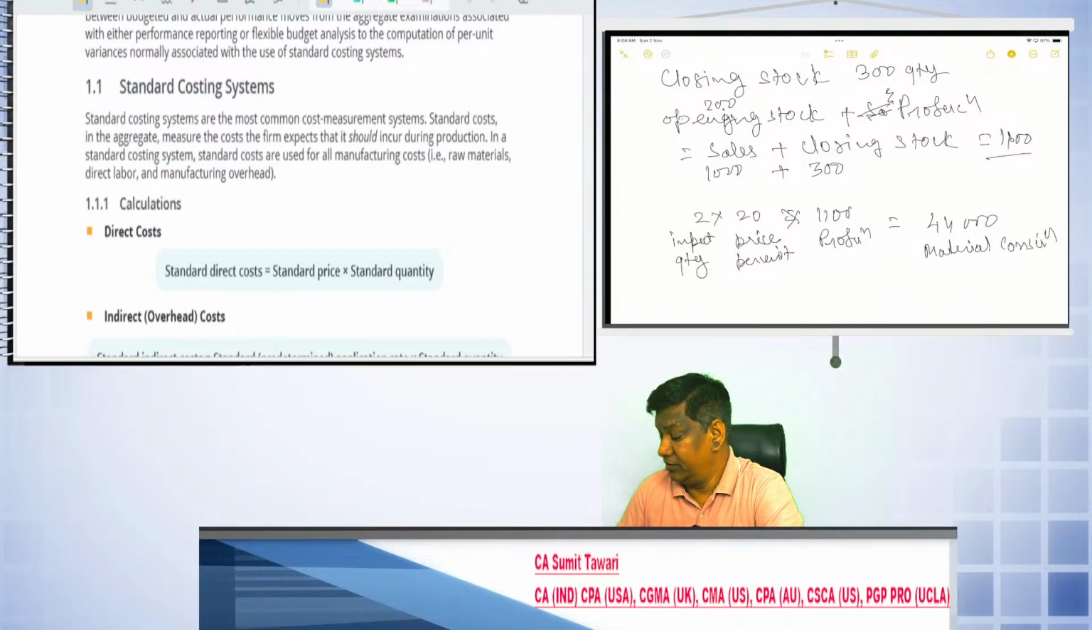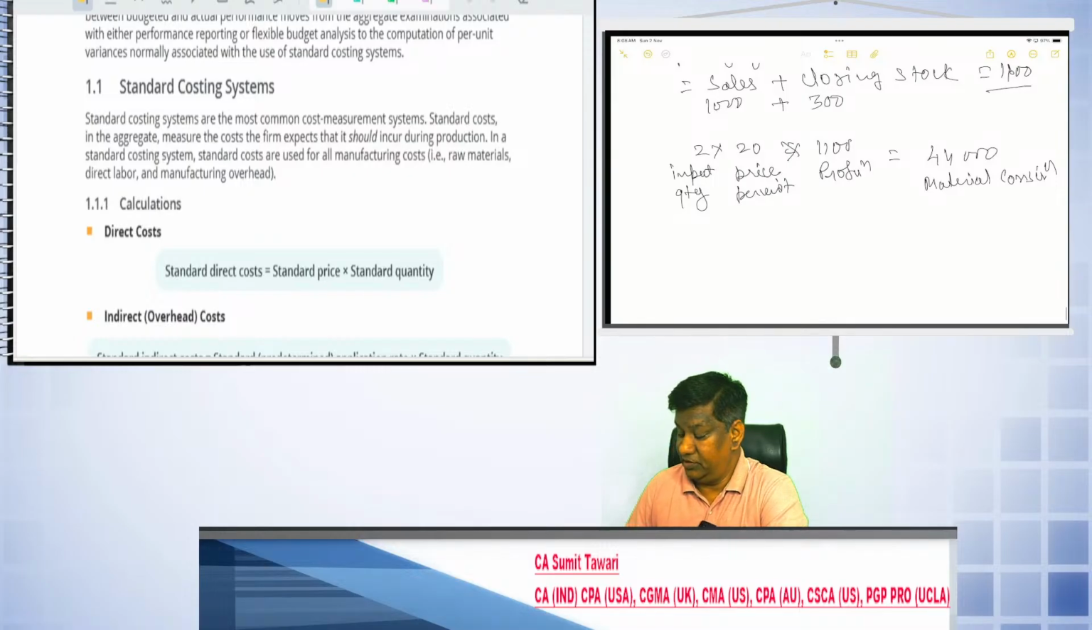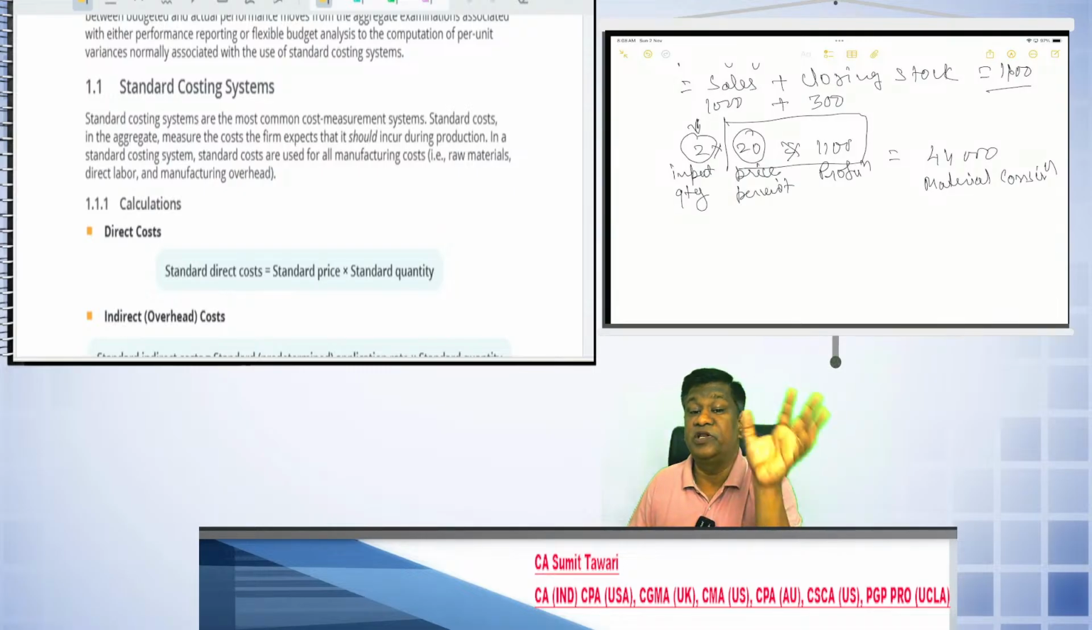Any doubt here, how I calculated the material? These are all standard numbers. Standard cost means the formula which you are able to see on screen: standard direct cost is standard price multiplied by standard quantity. So the standard price is this one, and the standard quantity required is this one, and that I put in my budget.